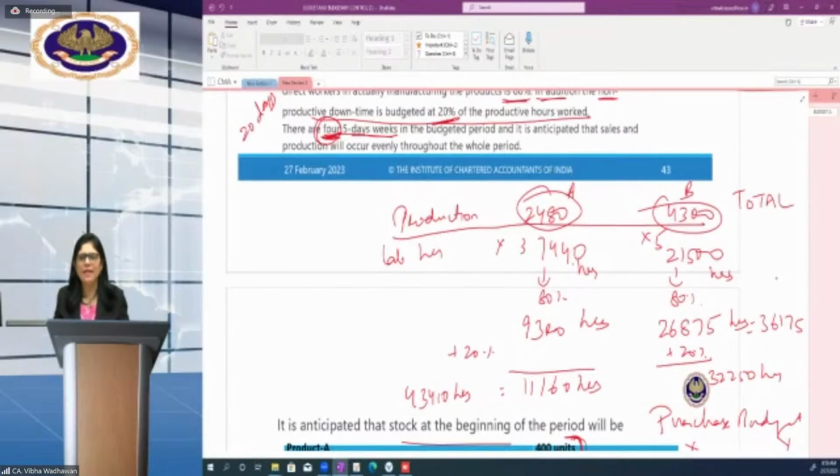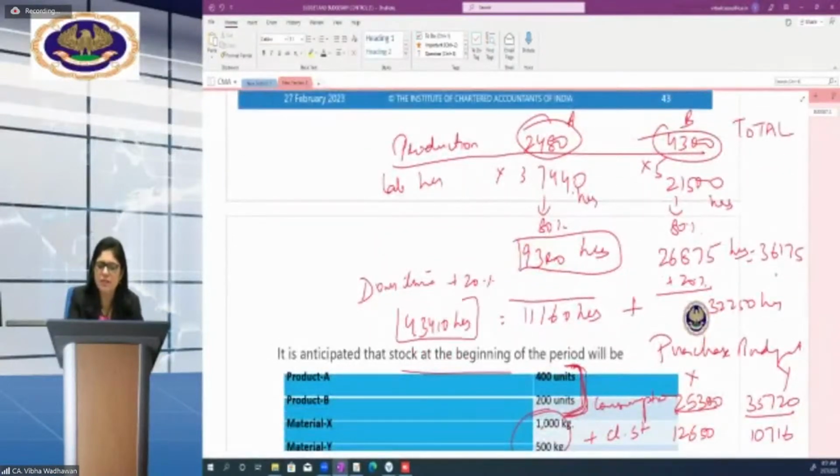Clear? So now what happens is that 9,300 hours the laborers have taken to produce 2480 units. Otherwise, they should have taken 7,440 hours, but the laborers were only 80% efficient. Similarly, for product B, plus 20% downtime also was there, for which the laborers will get a wage, the idle time or the lunch time or whatever. So the total hours consumed are 11,160 hours for product A and 32,250 hours for product B. So total hours to be paid for is 43,410 hours, 43,410 hours to be paid to the laborers.